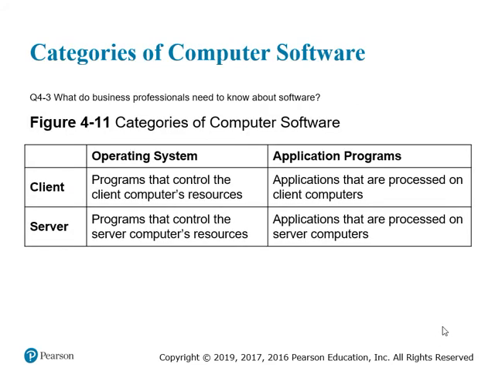Alright, so what do business professionals need to know about software? Well, we got an operating system, which is a program that controls the computer's resources, and application programs. These are programs that use the operating system and the hardware to produce an outcome. You have client, you have server side as well. Client means that everything's kind of run on that machine, and server means things are done remotely.